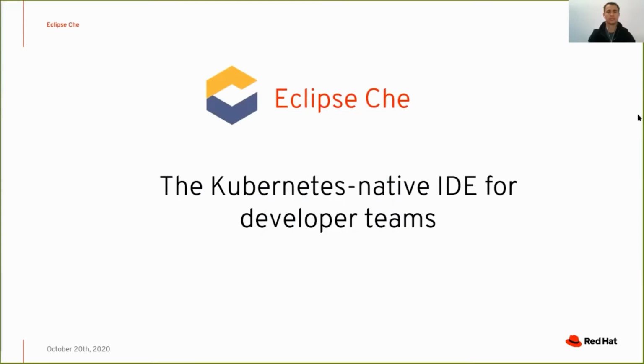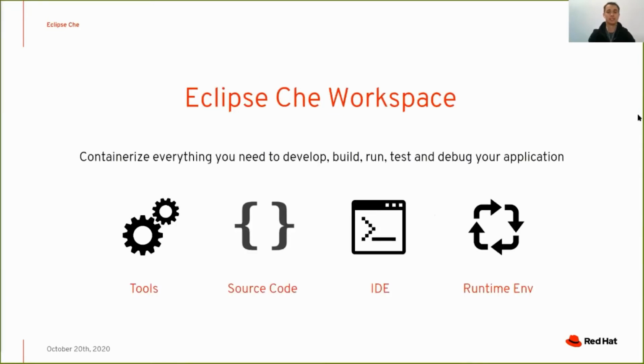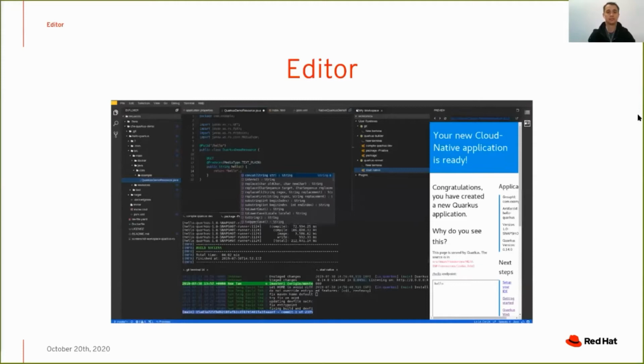Eclipse Che is a Kubernetes native IDE for developer teams. It provides Kubernetes native developer workspaces, and the workspaces inside Che are Kubernetes pods, and everything has been containerized. Editor, plugins, tools, all are working inside of containers, and you can bring your application runtimes directly inside your workspaces. The editor, which is packaged by default, is based on Eclipse Theia to provide a VS Code-like experience. There is built-in support for language server protocol and debug adapter protocol, and there is compatibility with VS Code extensions.